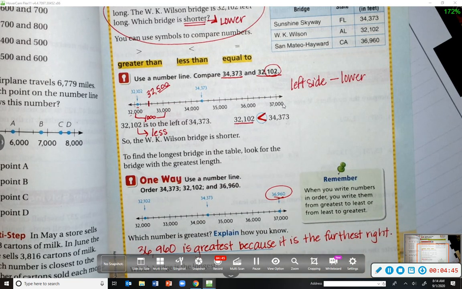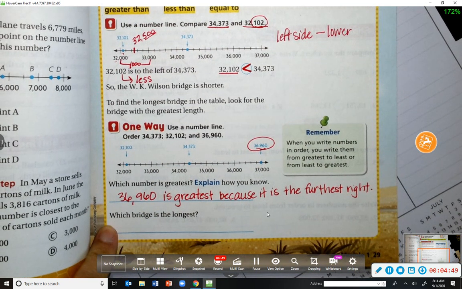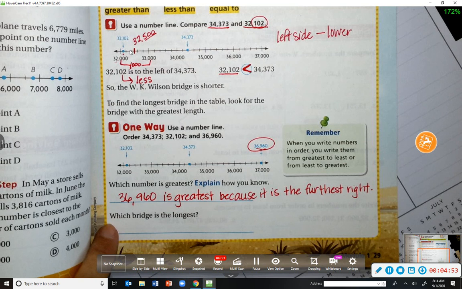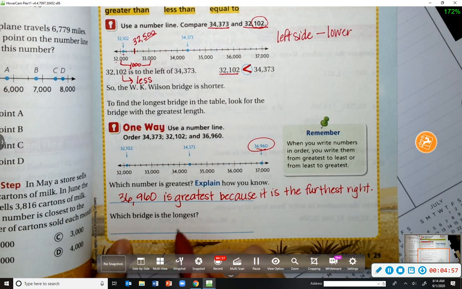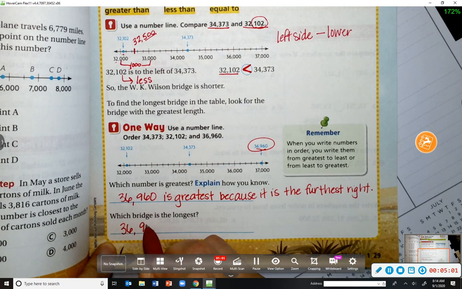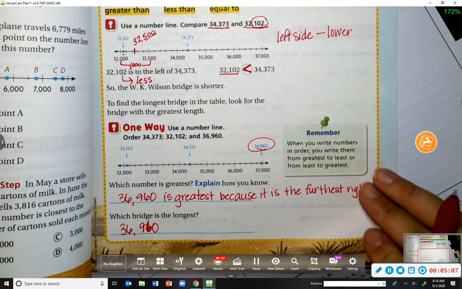Okay, so which bridge would be the longest? The longest bridge, remember, is going to be the greatest. The shortest was the one that had the lowest amount. Okay, so the longest bridge would be the same, 36,960. Whoops. Okay.